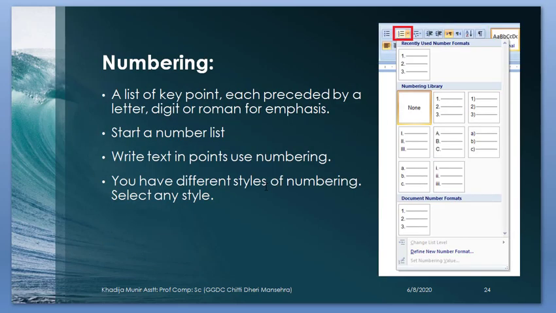Numbering. Numbering is a list of key points, each preceded by a letter, digit or Roman numeral for emphasis. You see in the picture there are many styles available in numbering. You can select any numbering style which you want to insert in your document. To write text in points, use numbering. You have different styles of numbering, select any.